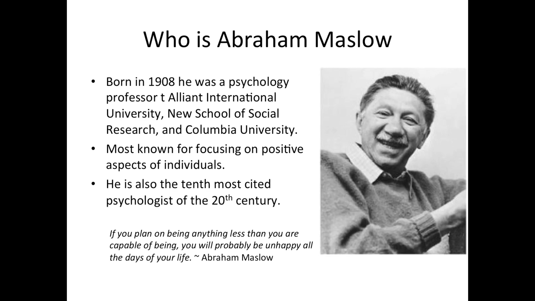Who is Abraham Maslow? Abraham Maslow was born in 1908. He was a psychology professor at Alien International University, the New School of Social Research, and Columbia University. He is most known for focusing on positive aspects of individuals. He is also the 10th most cited psychologist of the 20th century. So he's pretty popular and his work is pretty well researched.